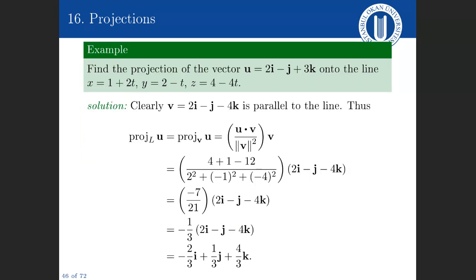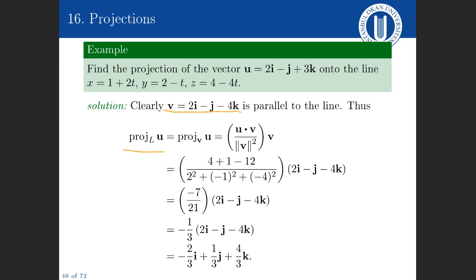For example, find the projection of the vector u equal to 2i minus j plus 3k onto the line x is 1 plus 2t, y is equal to 2 minus t, z is equal to 4 minus 4t. We need a vector which is parallel to the line. That's easy: 2i minus j minus 4k. And then we use our formula.